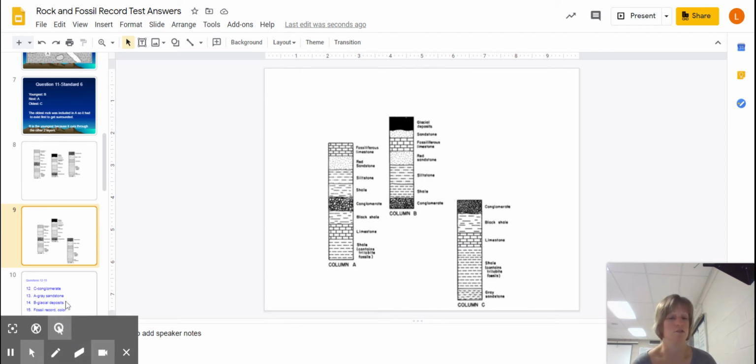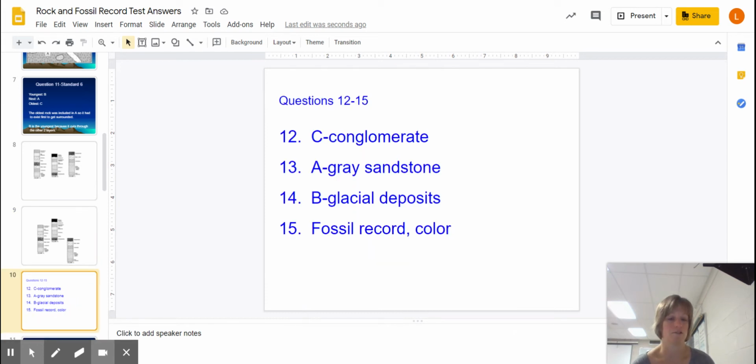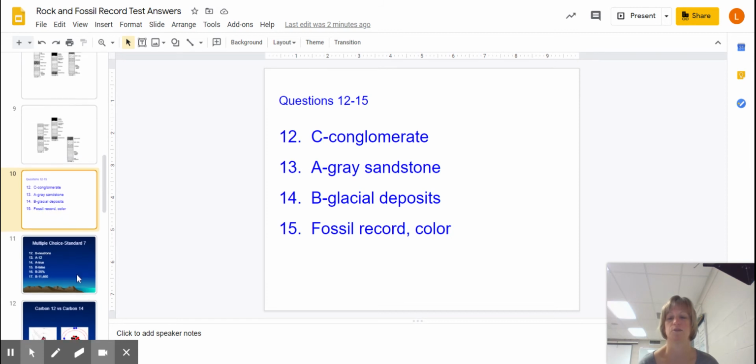And the two best answers here are the fossil record, or you could just say whether it has fossils or not, and the color. If you also mentioned that the positioning within the column tells us them apart, that would be okay too. So if you need to retake standard 6, that's the part you need to restudy. Now I'm moving on to standard 7 about how absolute dating techniques work.